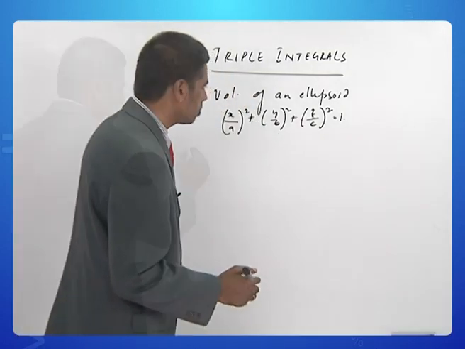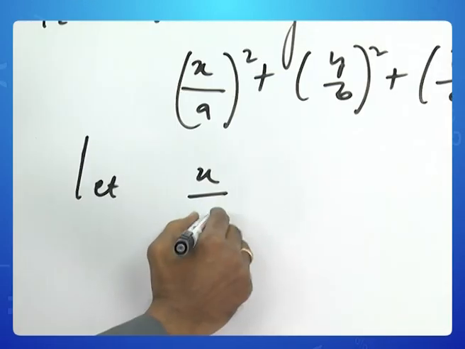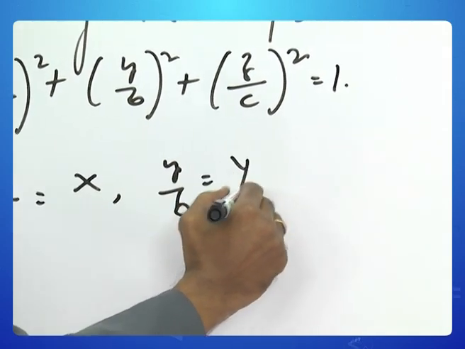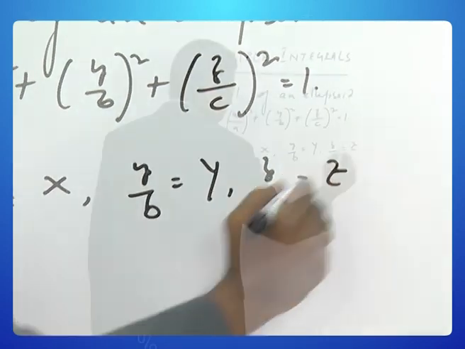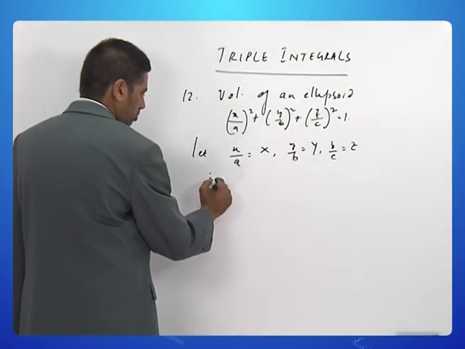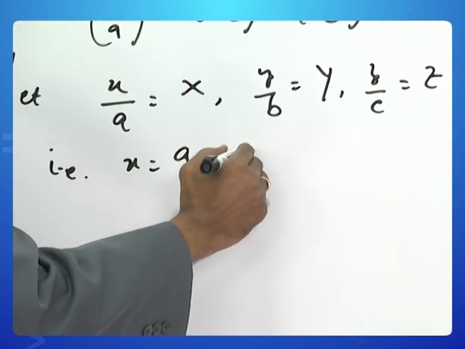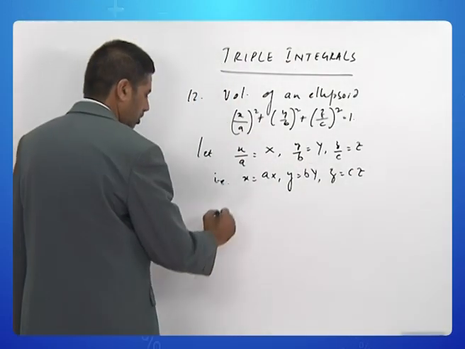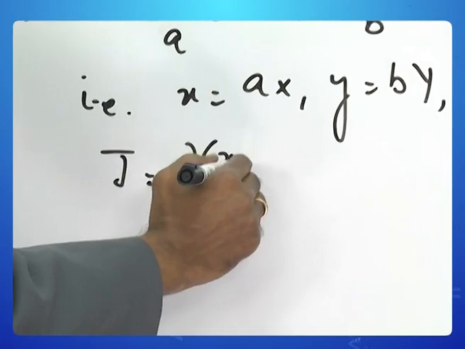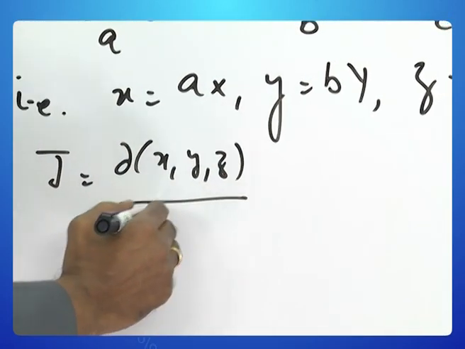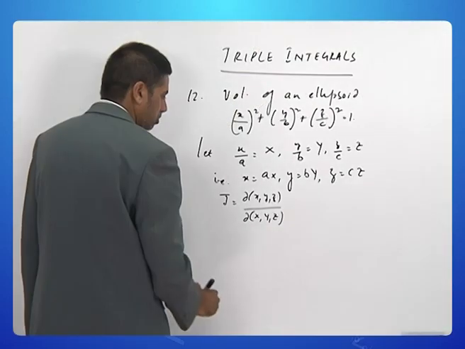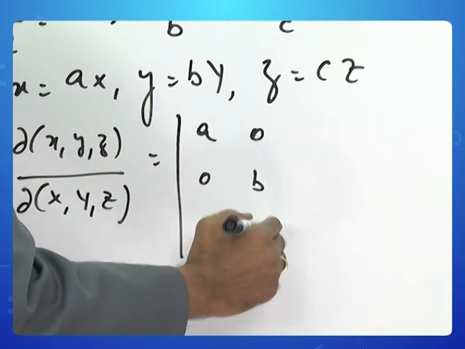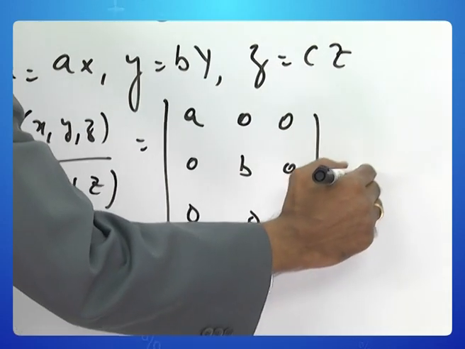So what we do is we'll introduce x by a is equal to capital X, y by b is equal to capital Y, z by c is equal to capital Z. That is, x is equal to a capital X, y is equal to b capital Y, z is equal to c capital Z. Let us find the Jacobian, dou xyz by dou capital X capital Y capital Z. So this will be nothing but the determinant with a, 0, 0, 0, b, 0, 0, 0, c, which is abc.